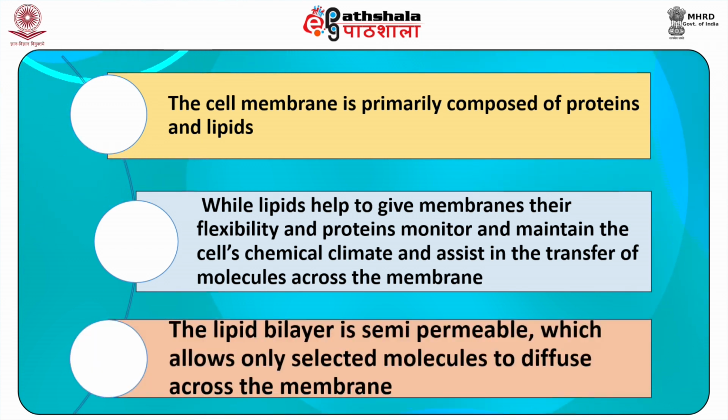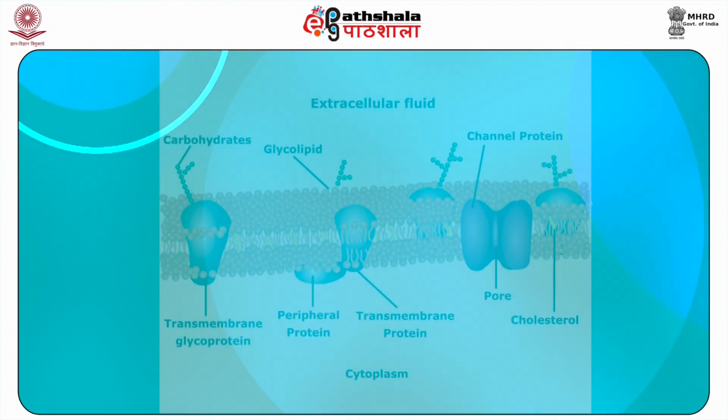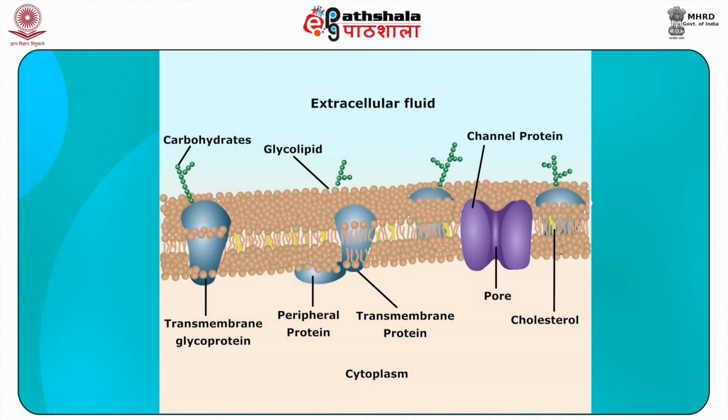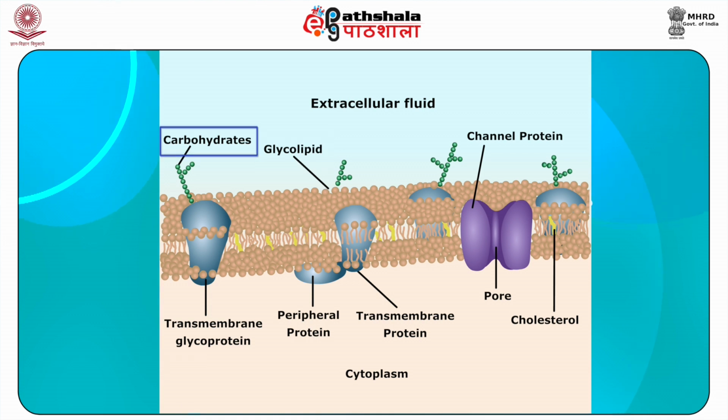The lipid bilayer is semi-permeable, which allows only selected molecules to diffuse across the membrane. Components of the cell membrane. The main components of the plasma membrane include proteins like glycoproteins, which are used for cell recognition and act as receptors and antigens. Glycolipids are attached to phospholipids along with sugar chains. Lipids with a short chain of carbohydrates are attached on the extracellular side of the membrane.